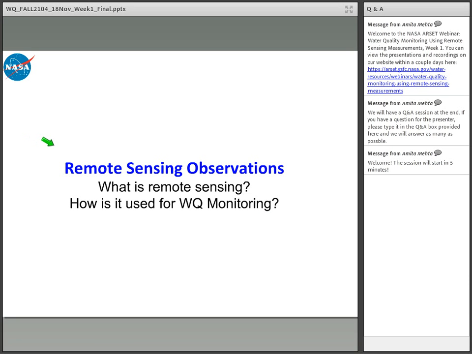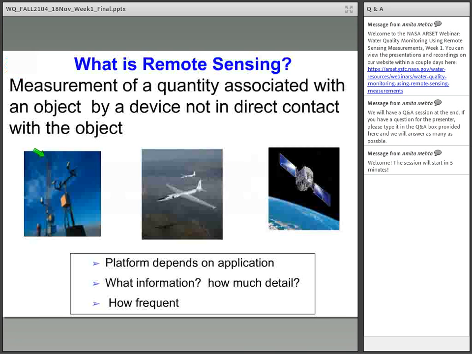So the objective here is to be able to use some of the remote sensing observations for water quality monitoring. And to do that, there are a number of things that we need to learn about remote sensing observations. And so we want to start with the basics. So what is remote sensing and how can we use it for water quality monitoring? Simply put, remote sensing is just measuring a quantity associated with any object without really touching it or being in direct touch with it. That's the basic definition of remote sensing.